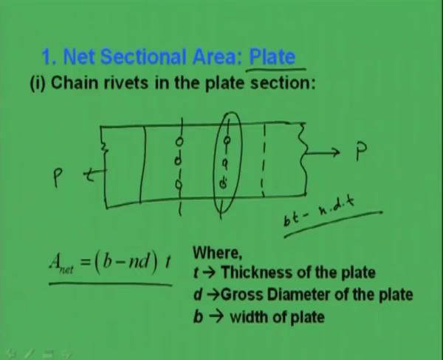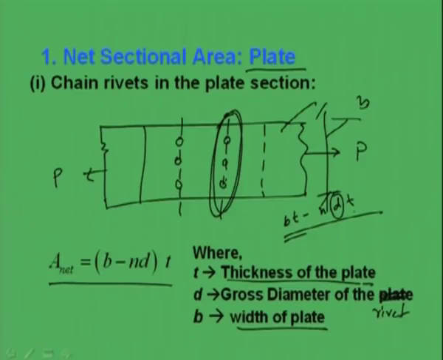B into T is the gross area, where B is the width of the plate, this is B, and T is the thickness of the plate. So B into T minus N into D into T, where D is the gross diameter of the rivet, not the plate, this is the rivet or bolt, B is the width of the plate and T is the thickness of the plate. Then the net area of the section will be B minus ND into T, which is coming from this equation. N is the number of rivets. So in this way we can find out the net area.